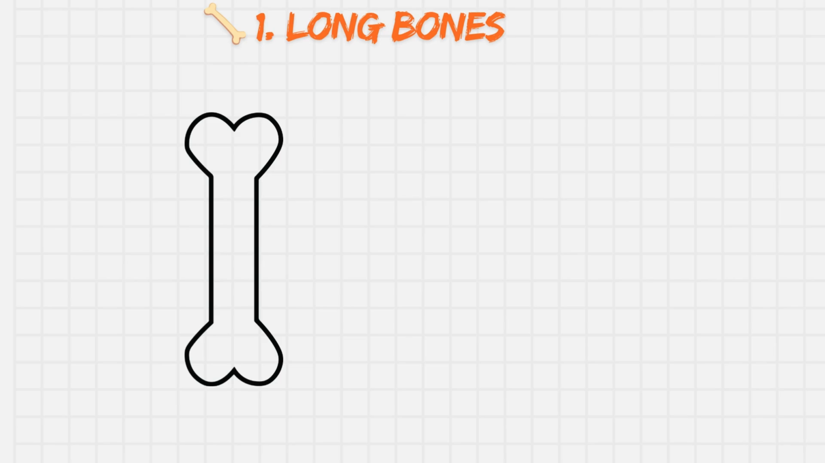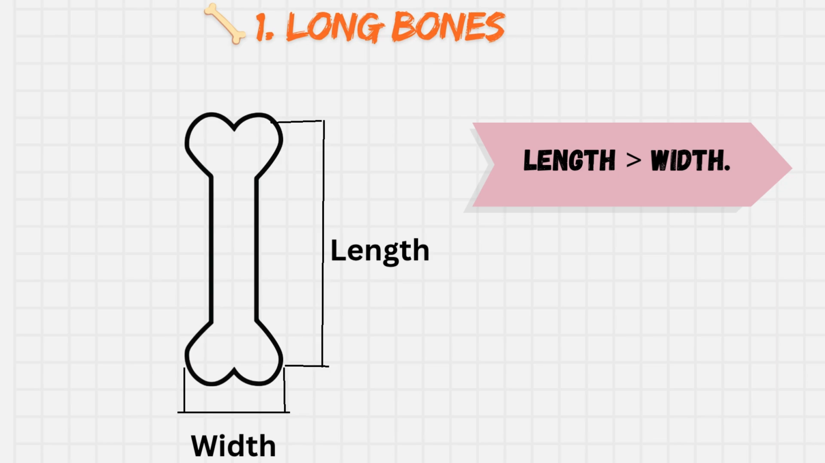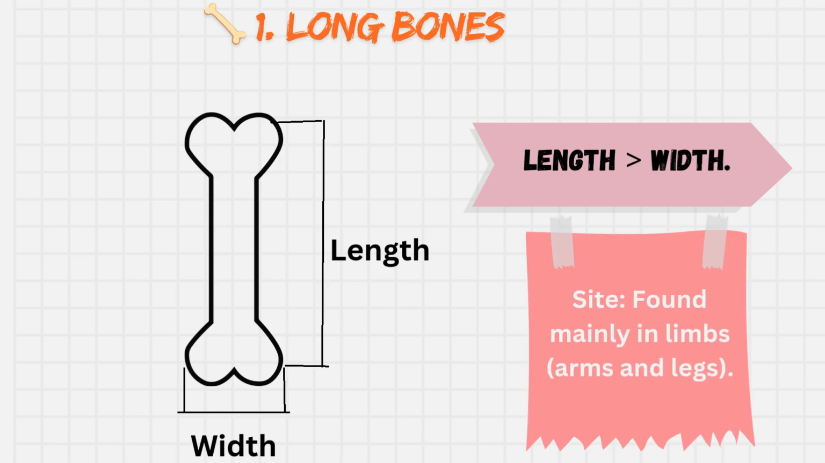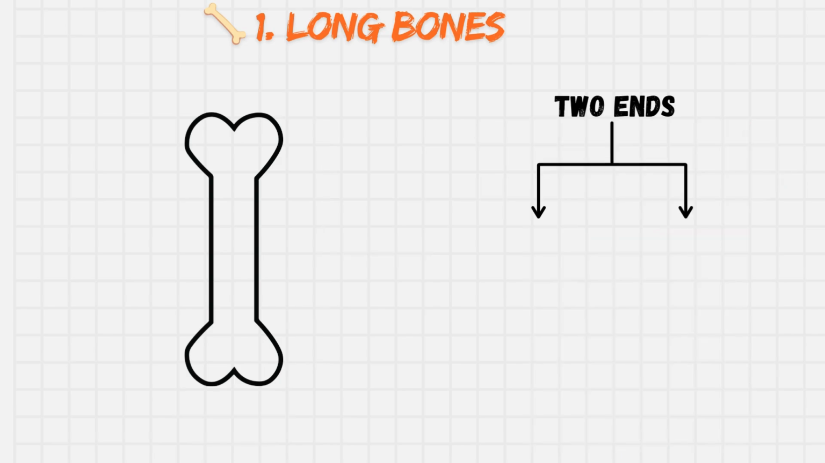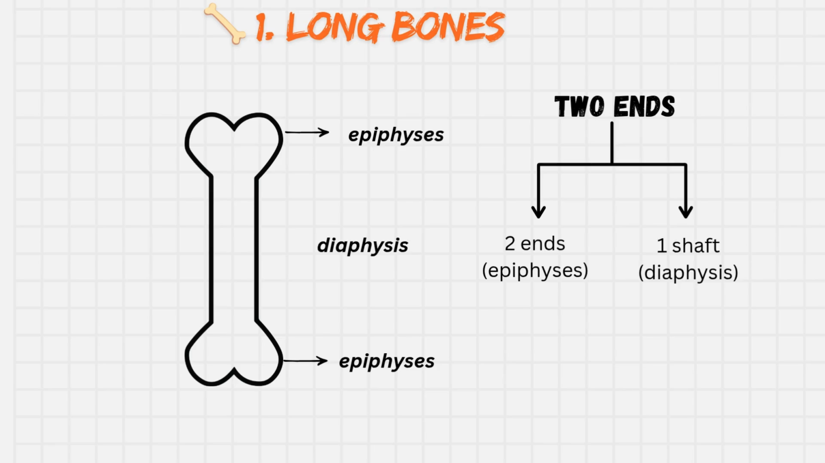Now, as the name suggests, these bones are longer in length compared to their width. That's the key. You usually find them in the limbs, like in your arms and legs. Each long bone typically has two ends, we call them epiphyses, and one shaft in the middle, called the diaphysis. Imagine it like a dumbbell, two round ends with a handle in between.